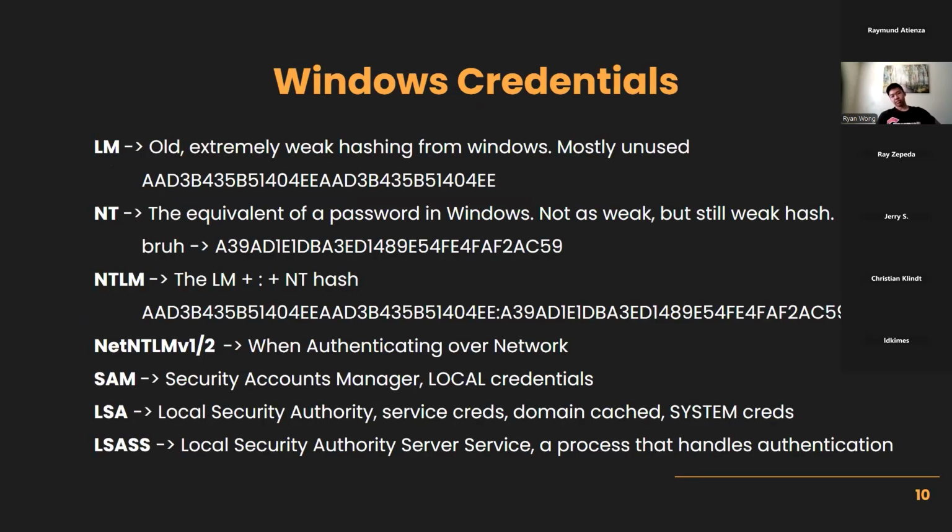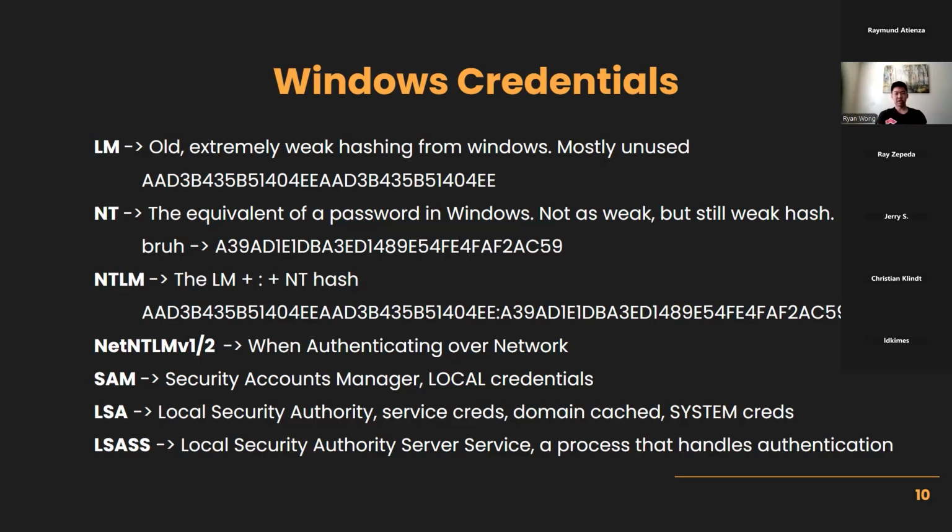Windows credentials. So when dealing with Windows credentials, you're going to be dealing a lot with NTLM hashes. NTLM is broken down into two sections, the LM and the NT hash. The LM hash is a very old encryption that was pretty deprecated and mostly unused. There are very rare occasions where it is used for very old systems, but typically you're going to have an empty LM hash, which is noted by the AAD3 section of the LM hash.